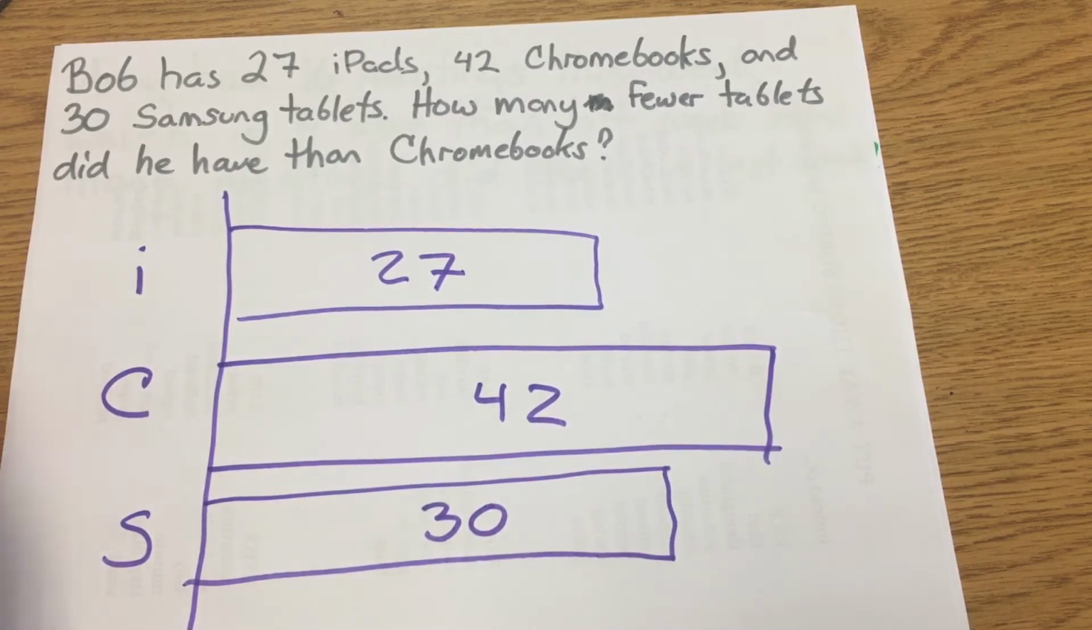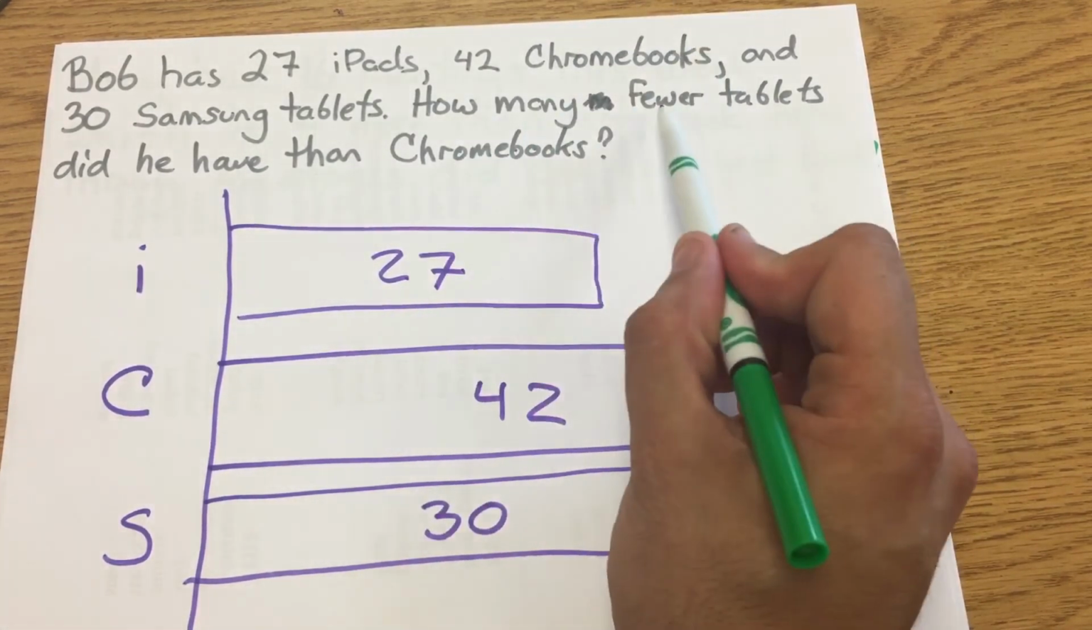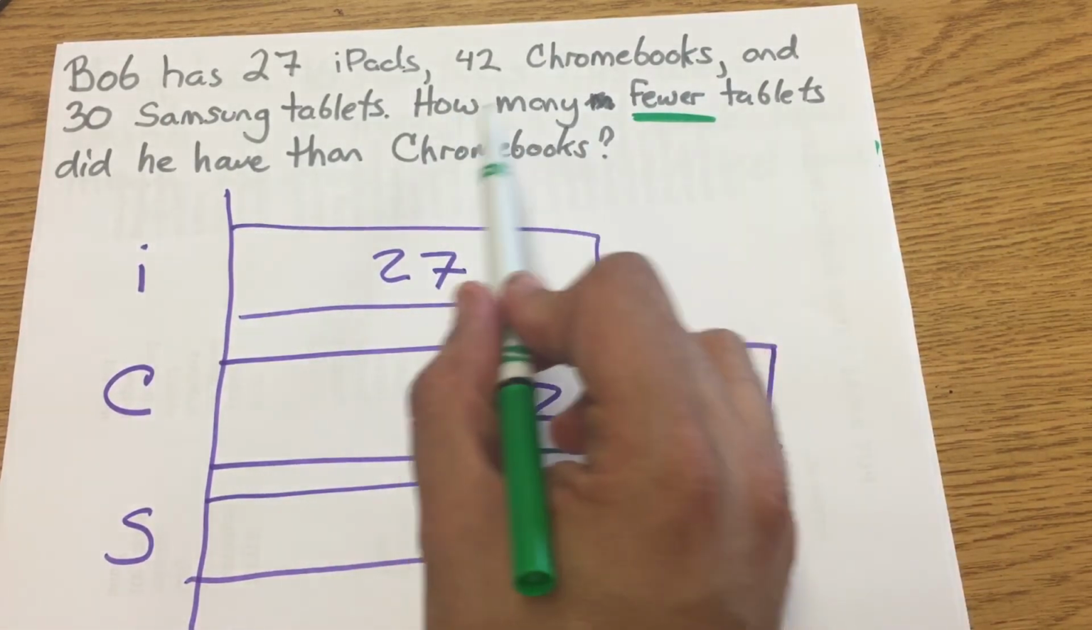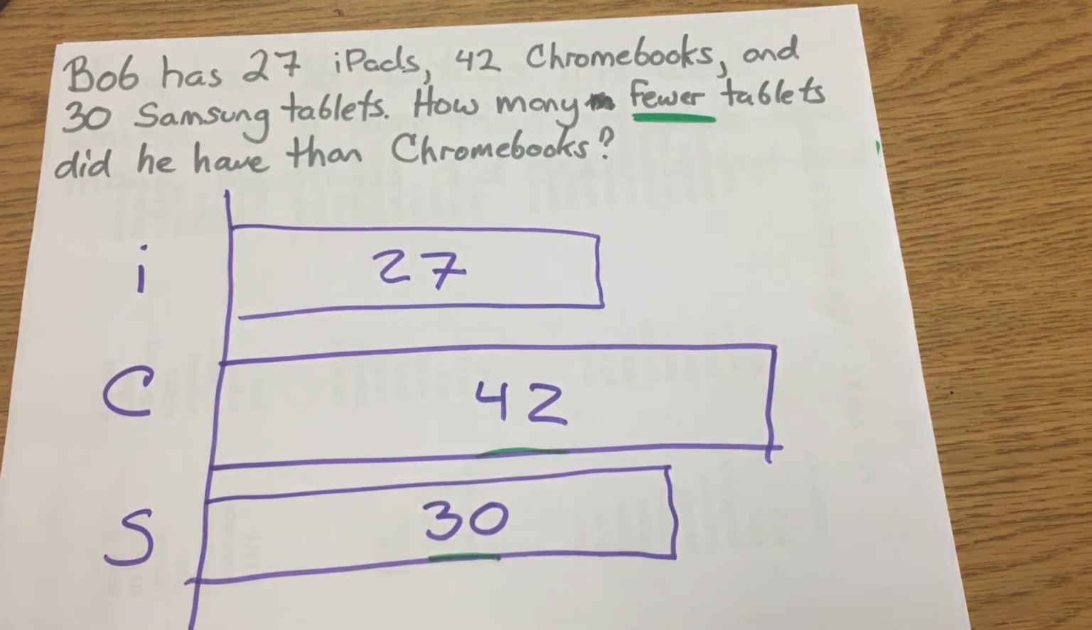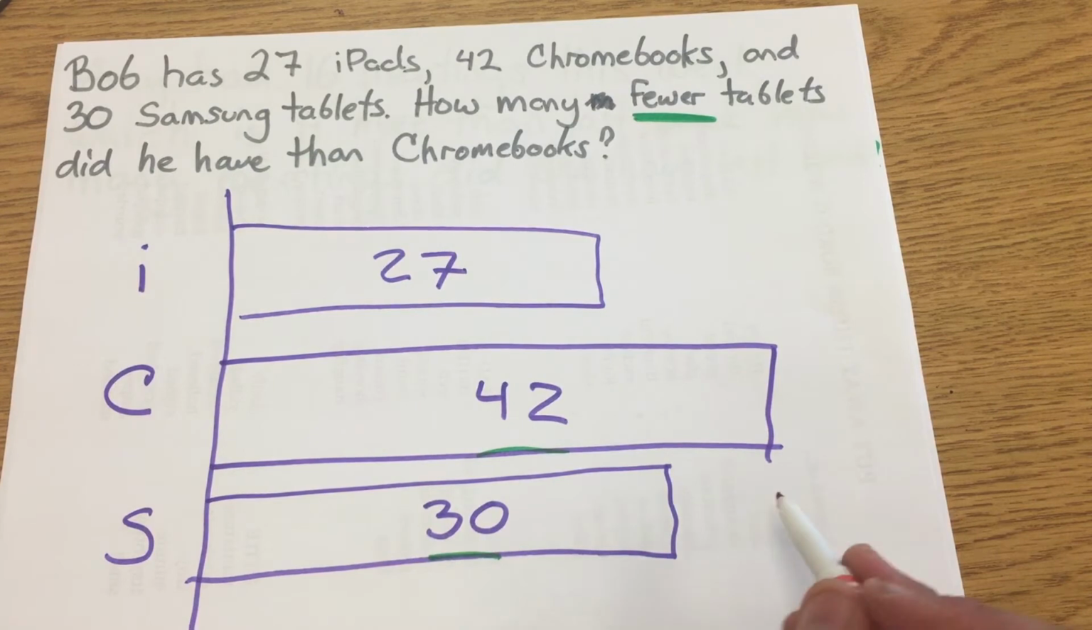I'm going to reread my problem, which is a really great strategy to figure out what I need to do. How many fewer tablets did he have than Chromebooks? So I'm looking at those Samsung tablets. They're 30 compared to the Chromebooks where there are 42. By the way, I could have reworded that and said how many more Chromebooks does he have than tablets. It's the same idea right there. So again, I'm looking at the difference between these two. It tells me that I'm subtracting.